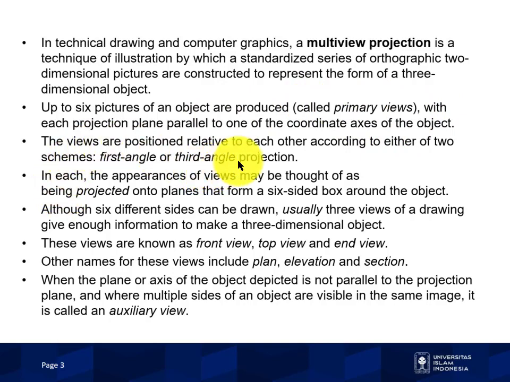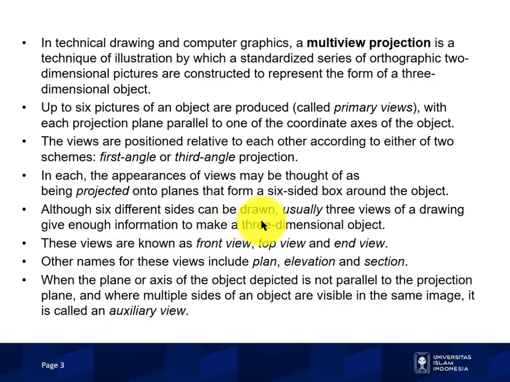The views are positioned relative to each other according to either of two schemes, first angle or third angle projection. In each, the appearance of views may be thought of as being projected onto planes that form a six-sided box around the object. So, like I said before, just imagine we have the cubes and we have an object inside that cubes, and then we look into the object through the plane of the cubes.